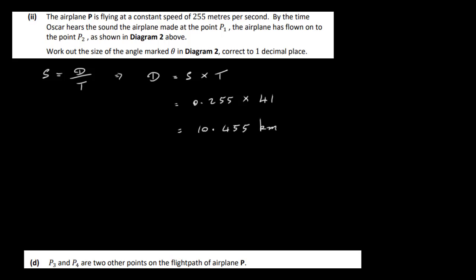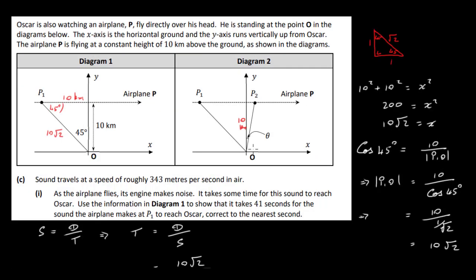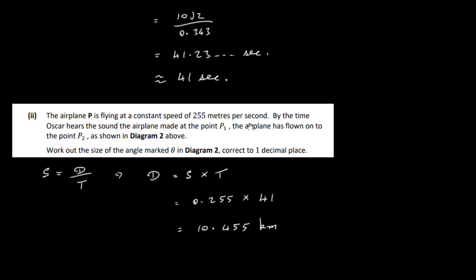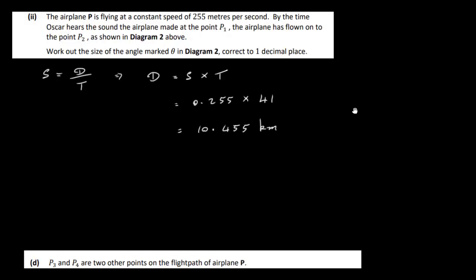10.455 kilometers. So that means the distance from the vertical to P2 is 0.455 kilometers. In other words, the distance from here to here is 0.455 because we know that it's 10 kilometers from here to here and 10.455 from here to here. So we have our small triangle like this over to P2 and down along here.